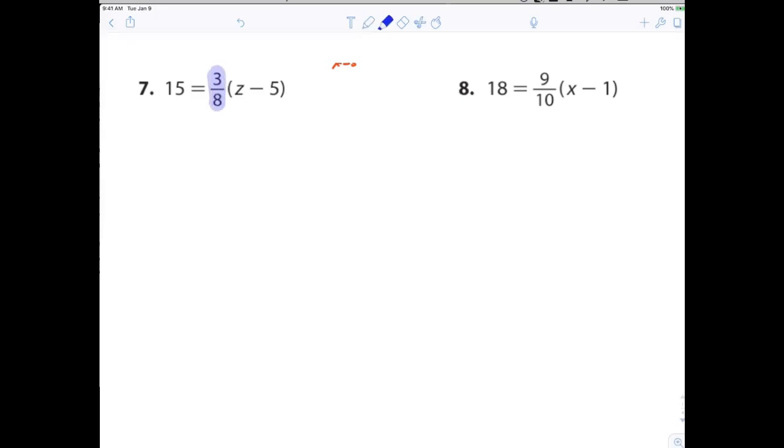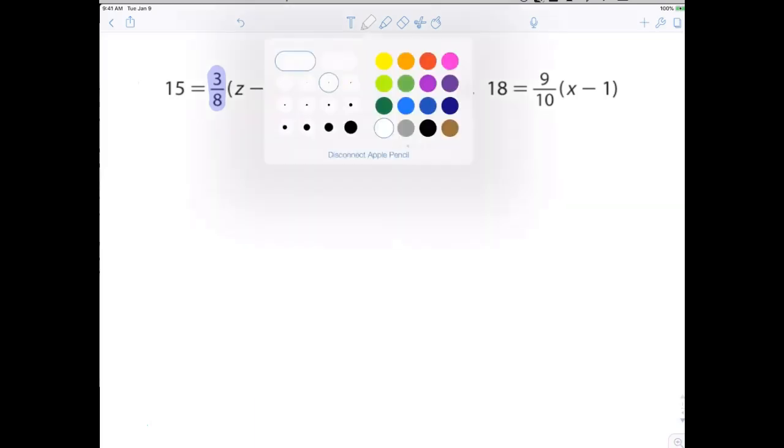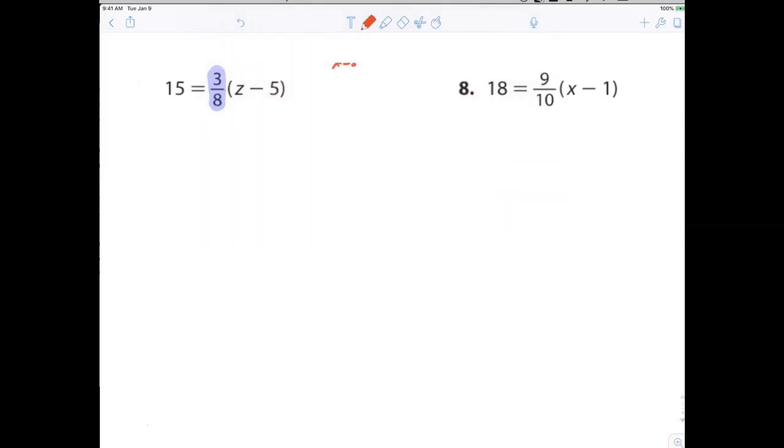See that fraction? Multiply by the reciprocal. All right? So what's the reciprocal there? The reciprocal is 8 over 3. Exactly. So I'm going to multiply both sides by 8 over 3. And if I multiply this by 8 over 3, what happens? They cancel. Does everybody agree?